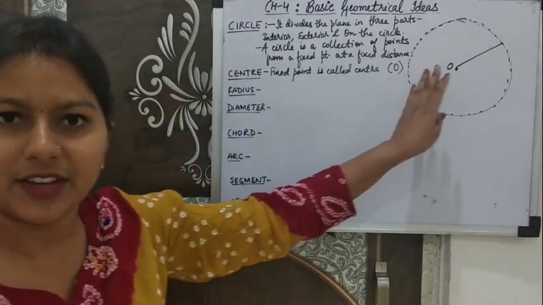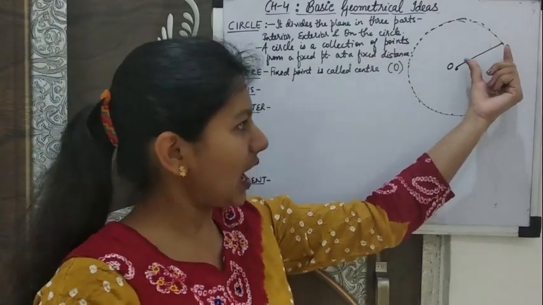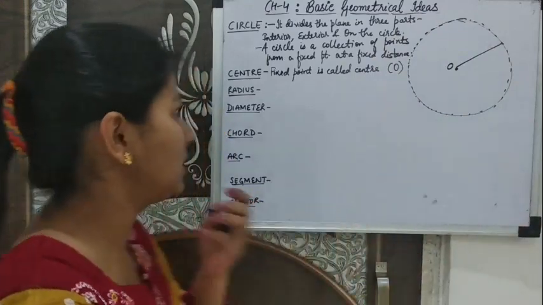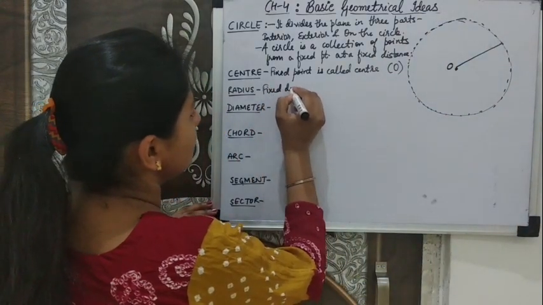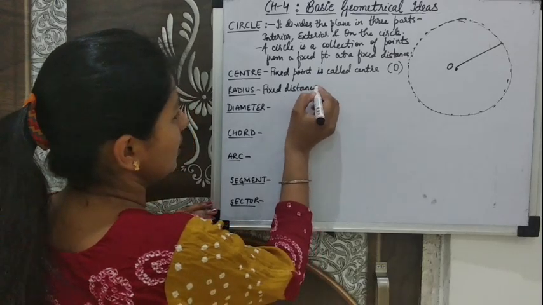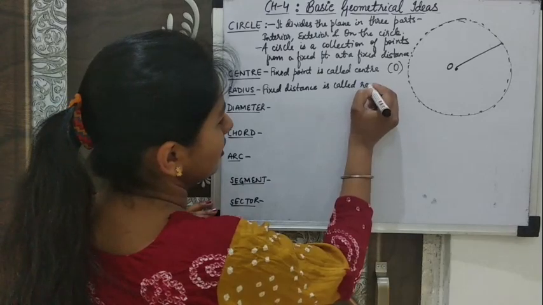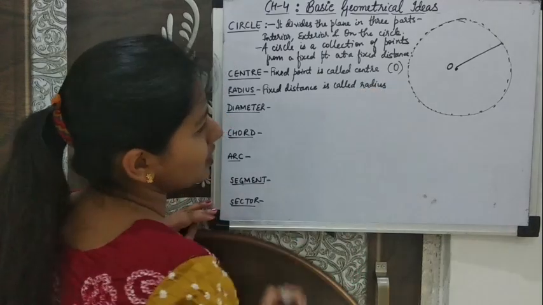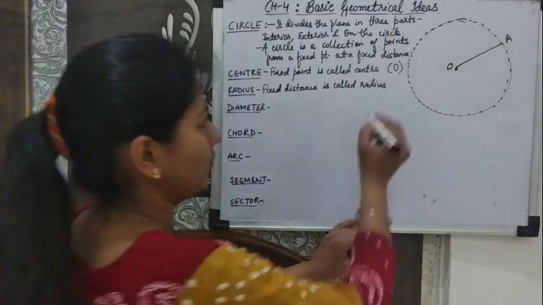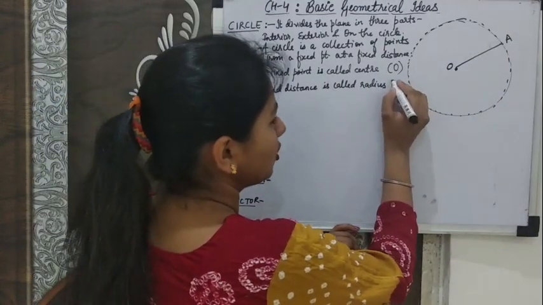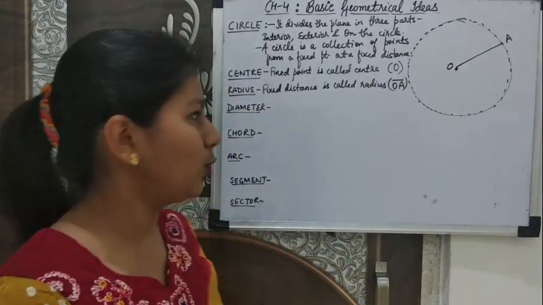The circle is having center O, and this fixed distance at which I am locating all the points is called radius. What we are calling this fixed distance is radius. Let us name it as OA, and this is a line segment. So I will put the symbol of line segment over OA.